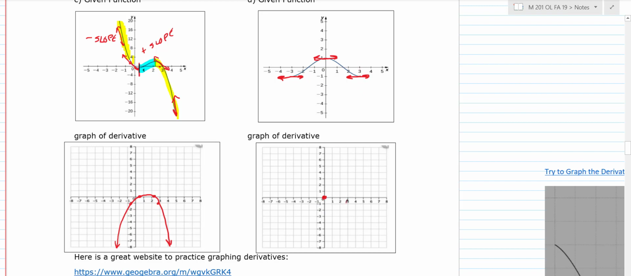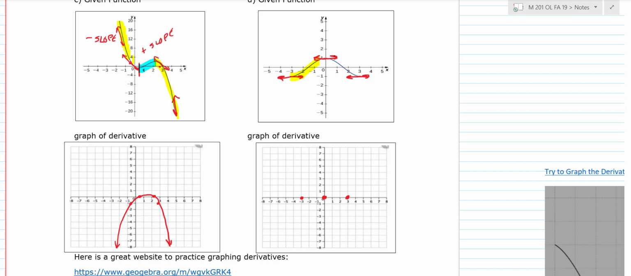It also looks like at three, you have an x-intercept, right? So I'm going to put a dot like there. Same thing here, negative three. Looks like we have that. Okay, then just think of this. Okay, what's happening here is the derivative is positive. So that means that derivative has to be above the x-axis in here.